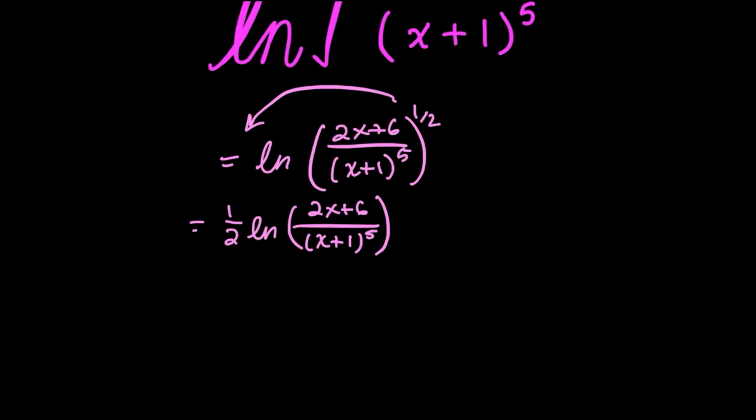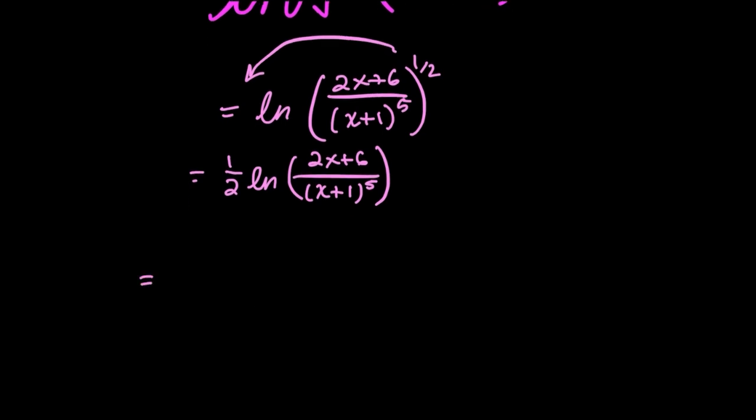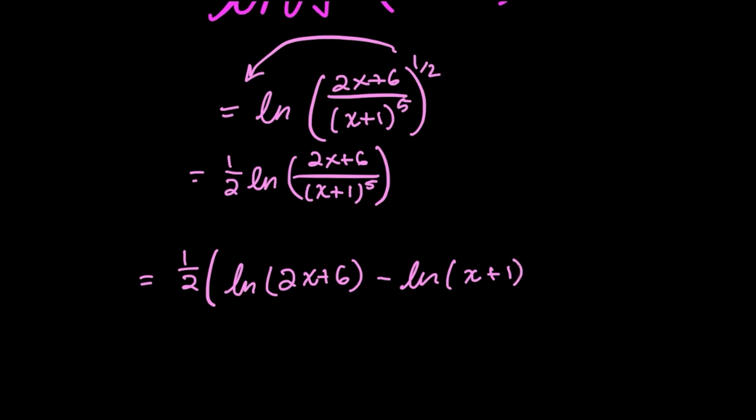So now there's nothing preventing me from using the quotient property to break this natural log up. And a reminder, the natural log is just log base e. It's just a fancy way of writing it. So this becomes 1/2. Or you can just factor out the 1/2, and you have natural log of the numerator 2x plus 6 minus natural log of x plus 1 to the power of 5. The main point is that 1/2 is multiplied by both of the pieces that are being separated.